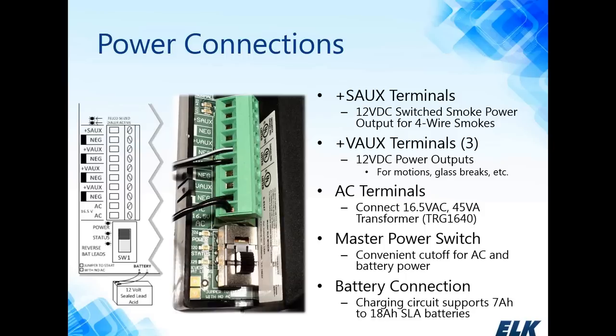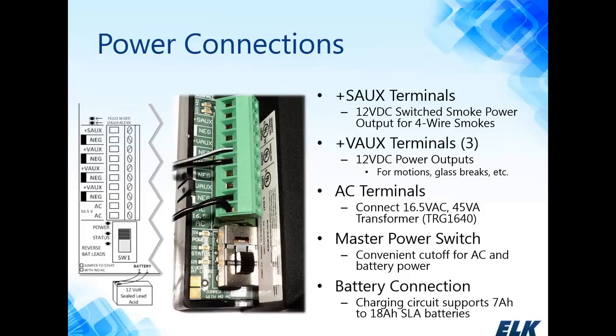The AC terminal input on the board, that's where we'll connect our ELK TRG 1640 transformer. It's a step down to 16.5 volt AC, 45 volt amp transformer. It's included in the kit, and this is what powers the M1. We have our master on and off switch, which is a convenient way to turn off both the AC and the DC power to the board. So if there is a need to shut the system down, there's no need to disconnect the battery. We simply move the switch into the off position.